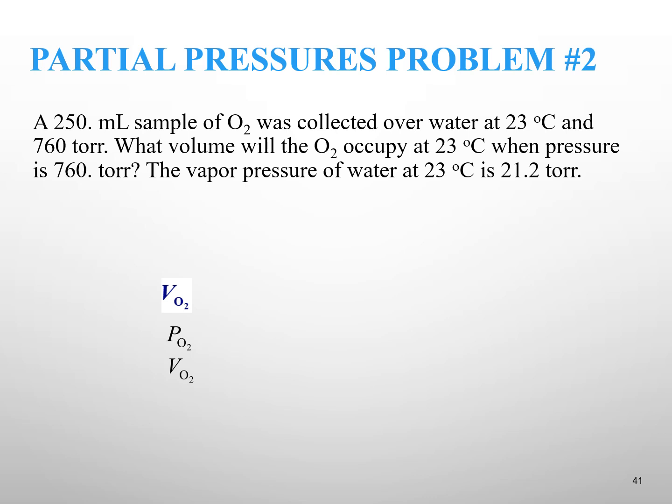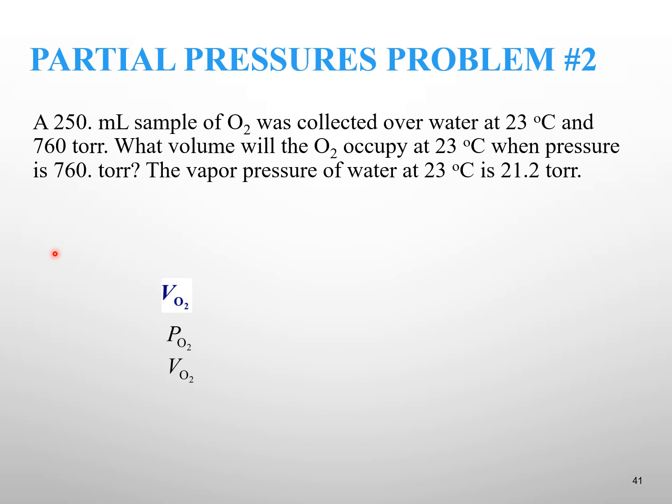All right, so we have the next question here. 250 mL of oxygen gas is collected over water at 23 degrees Celsius. You see how it's a different temperature and the water vapor pressure is different. At 23 degrees, we have 21.2 torr. And they want you to find out how much volume the oxygen will occupy at 23 degrees Celsius. So the pressure is 760 here.